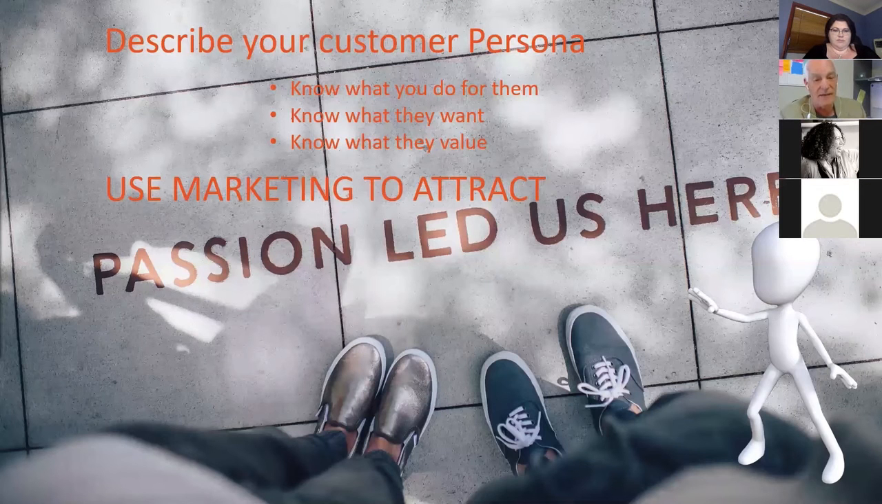So, summing this up, in order for you to describe to your marketing department and your marketing agency the persona of your client, what you need to know from them should be documented in your business model. You need to know what they want, and you need to know what they value. So what you do is use this information to deliver to the marketing department so that marketing can attract the right customers. So you're passionate about your product. You want your customers to be passionate about what you sell them.